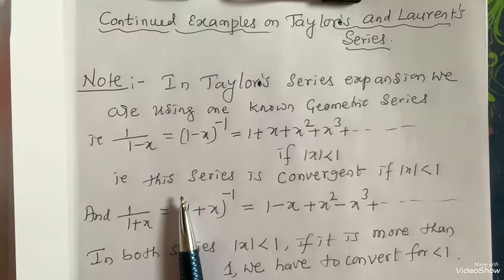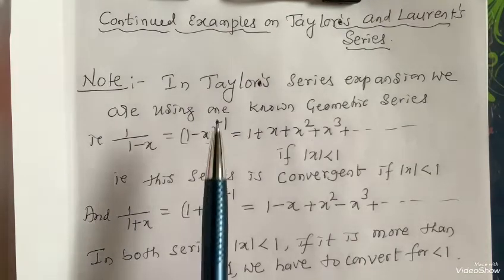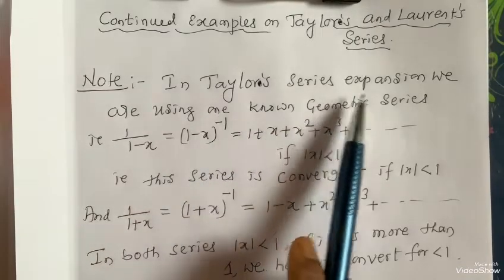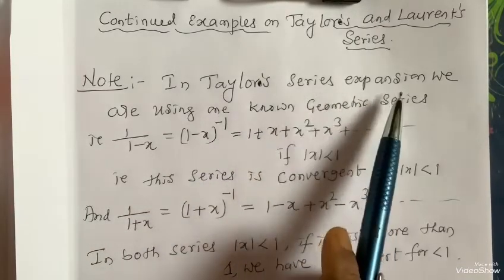Next I'll take the examples on the Taylor and Laurent series, which will usually be asked for 5 marks. These examples are different from the examples I took in the previous class. In these examples we are using some standard series which were done already in earlier classes, that is, in Taylor as well as in Laurent series expansion.